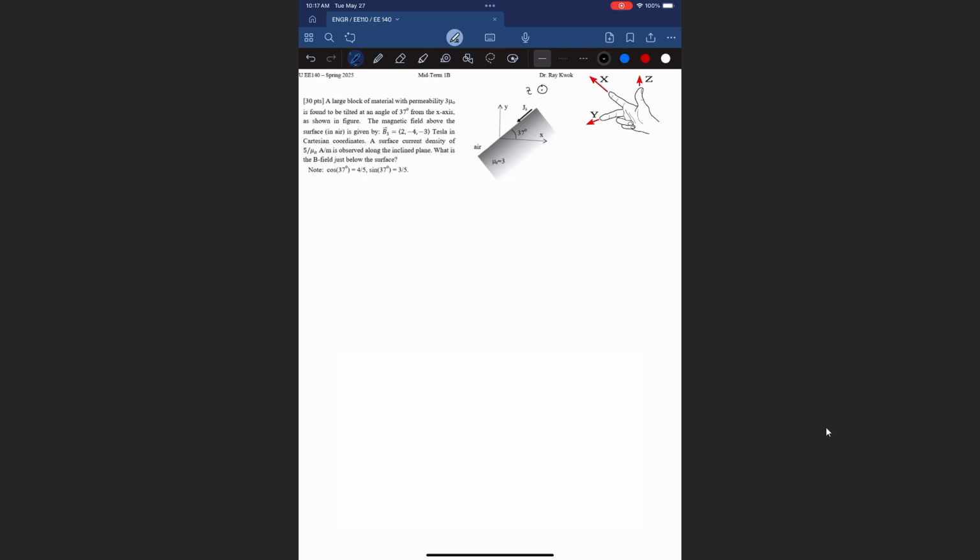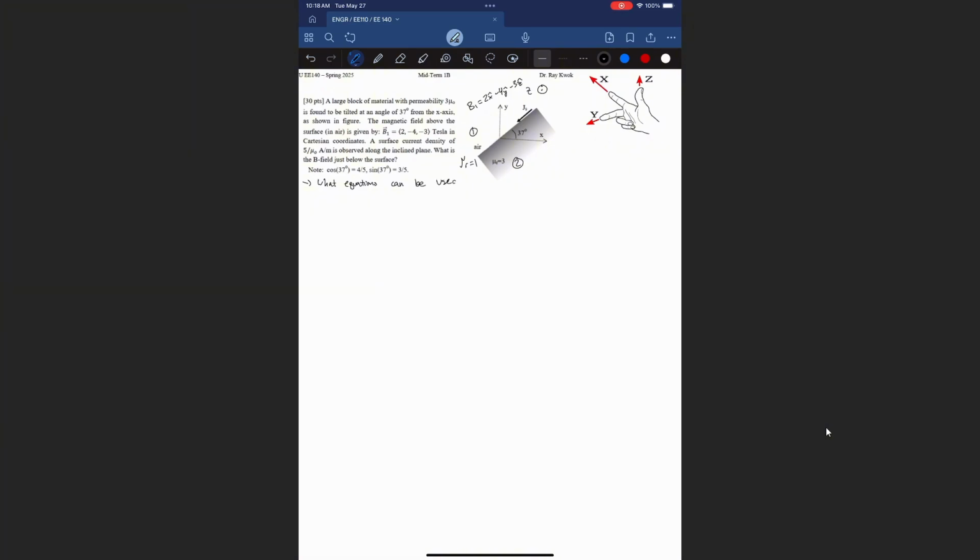We can see through the right-hand rule that the z-axis is out of the page. There are two mediums. One is air with a permeability of 1 mu naught, and another medium, a block, with a permeability of 3 mu naught. There's a B field in air given as 2x hat minus 4y hat minus 3z hat, and the block is also angled at 37 degrees above the x-axis. And lastly, there's a surface current density, Js, along the inclined plane.